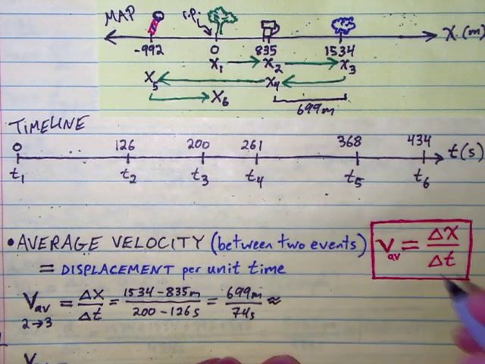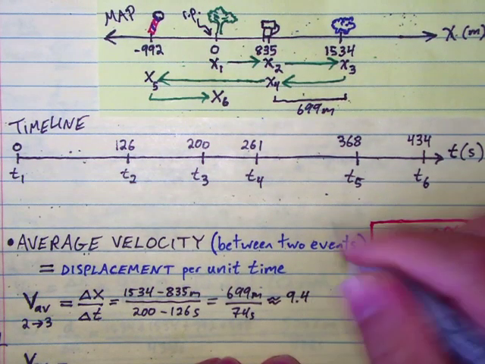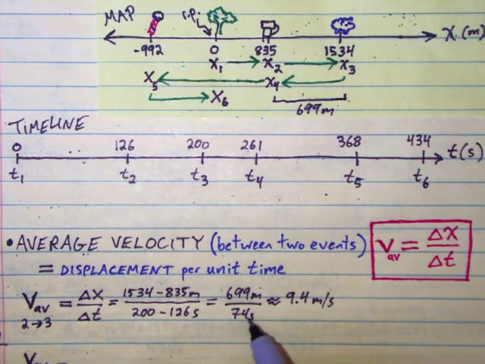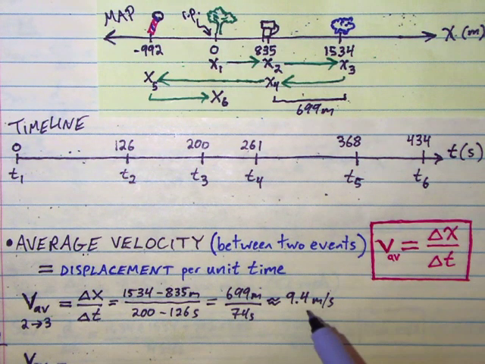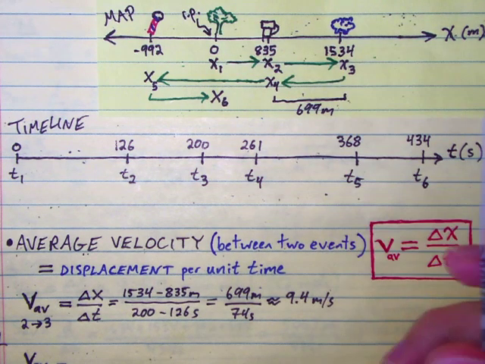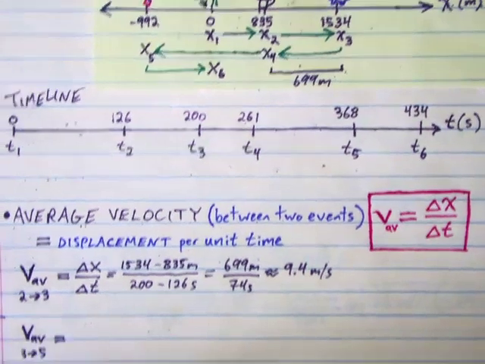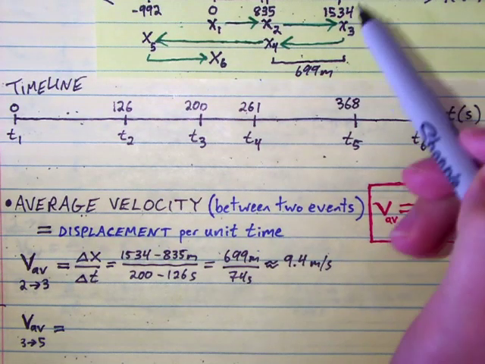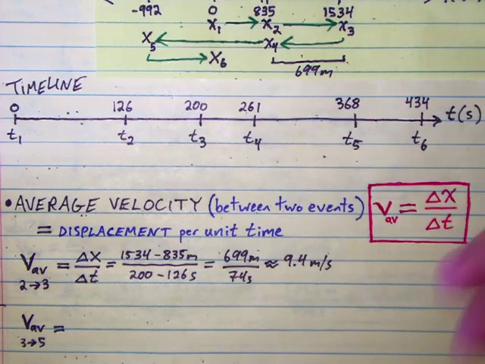Put that into the calculator and you get approximately 9.4 meters per second. I use these 2 squiggles to indicate approximately, meaning we rounded this value. I rounded to 2 significant digits because we have 2 sig figs in 74 right here. Okay, so his average velocity between those 2 events, 9.4 meters per second. It's a positive value because he moved in the positive x direction over that time.